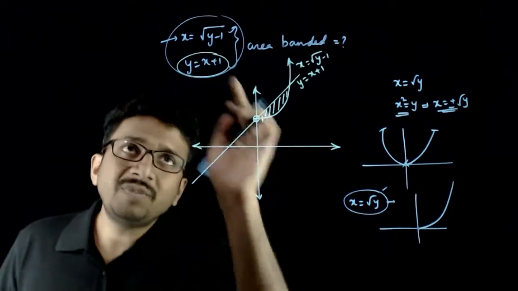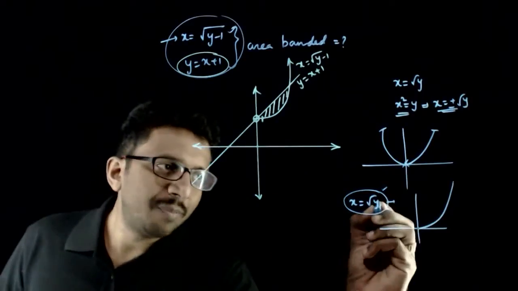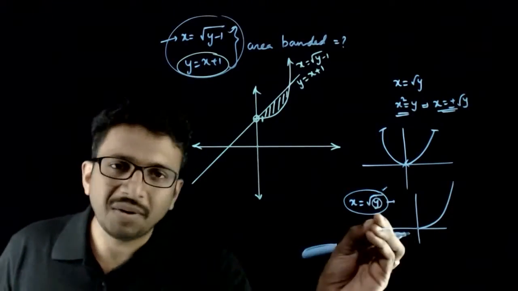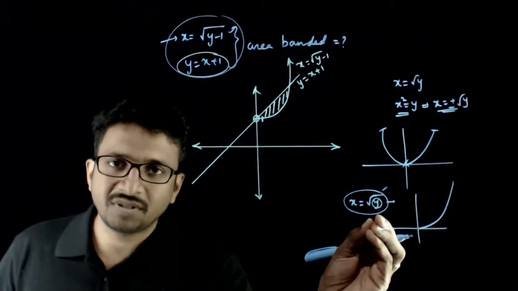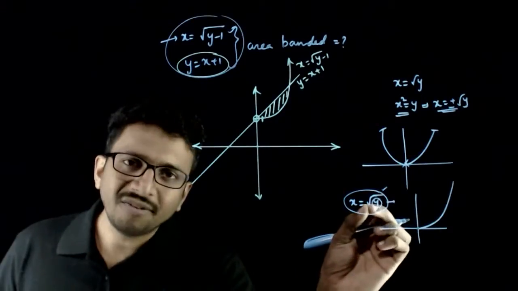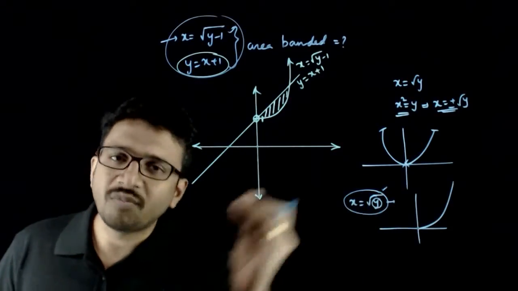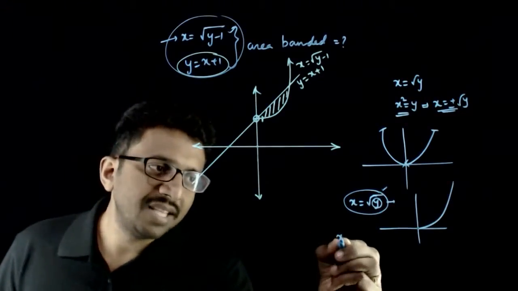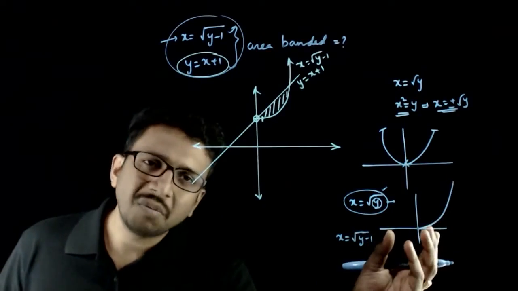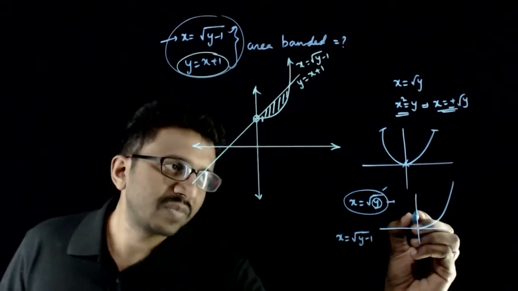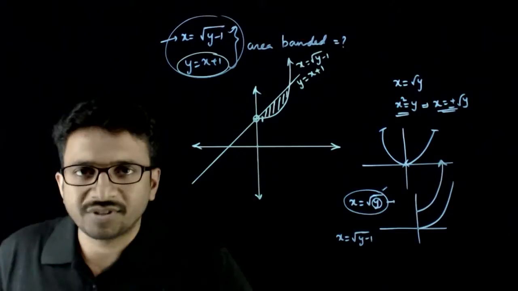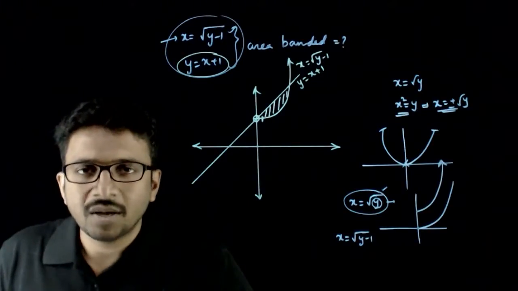The difference between these two is simply that in the place of y, you have y minus 1. So what happens? If you have y minus 1 in the place of y, the graph will just move 1 unit upwards. So x is equal to root of y minus 1 will be the same graph which moves 1 unit upwards. The graph will be something like this.